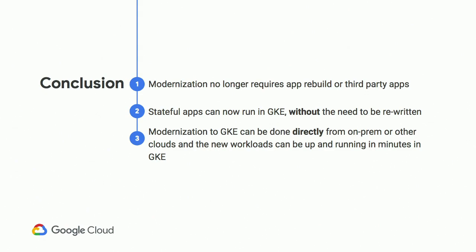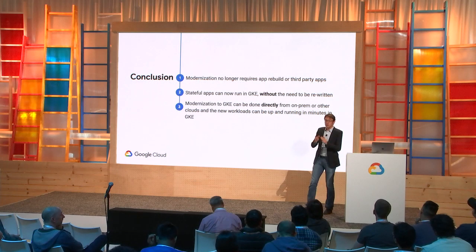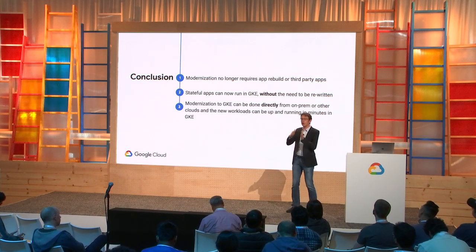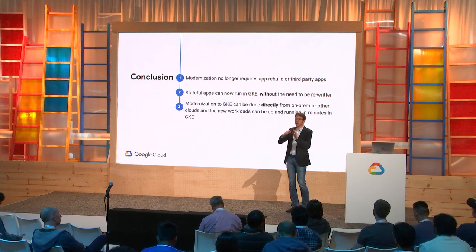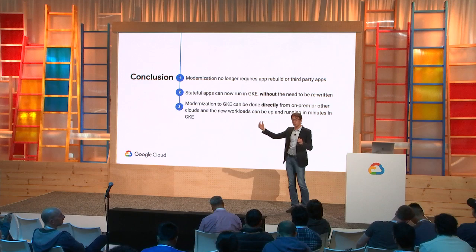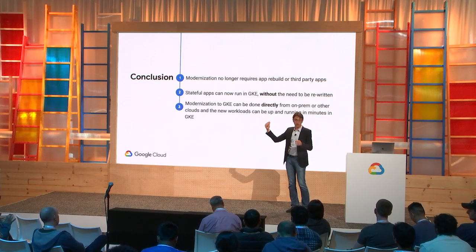But number three, this can be done directly from on-premise to the cloud, and you can be up and running in minutes. Now, one thing to remember is we don't have to migrate you directly to containers and to the cloud if you're on-premise. We can do it in two steps. We can move you to the cloud on a VM, get you comfortable, and then move that VM to a container. So we can meet you in your journey where you are.